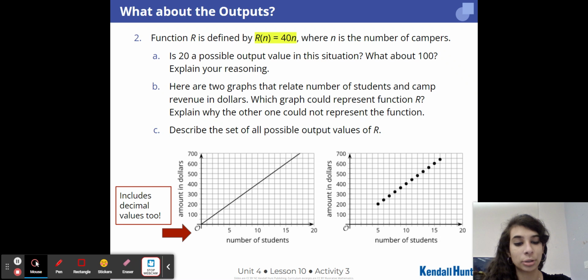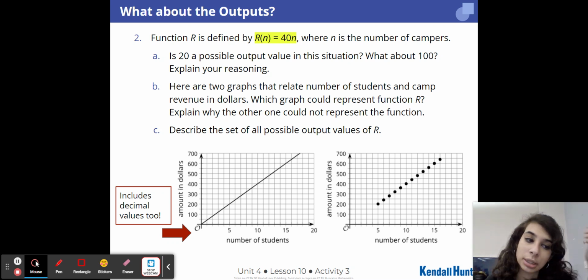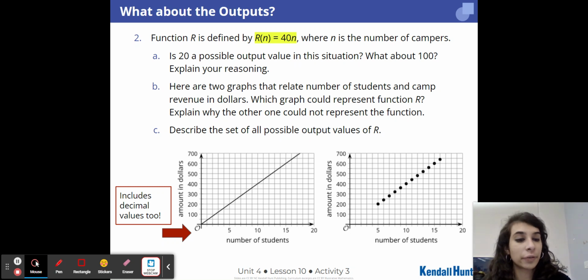So I want you to think for a moment. We are talking about our input values. What we decided is that our input values do not include decimal values, right? We can only have whole numbers of students, and for each student, it costs $40. So can 20 be a possible output? Can 100 be a possible output?